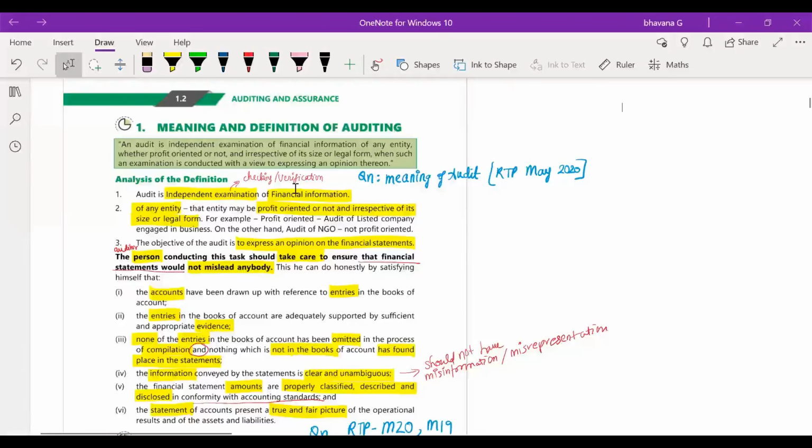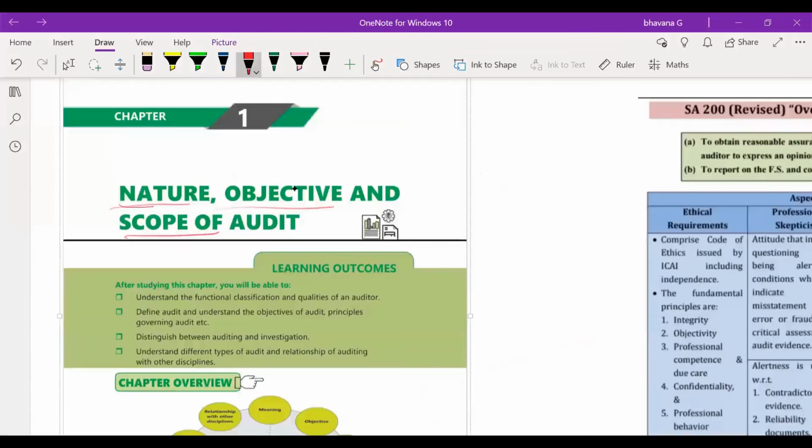So today we are going to see Chapter 1. Chapter 1 is the nature, objective and scope of audit. As and when I go through this chapter, you are going to understand why this chapter name is given as nature, objective and scope of audit.